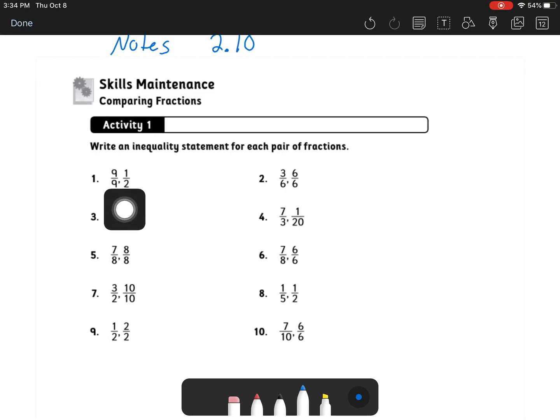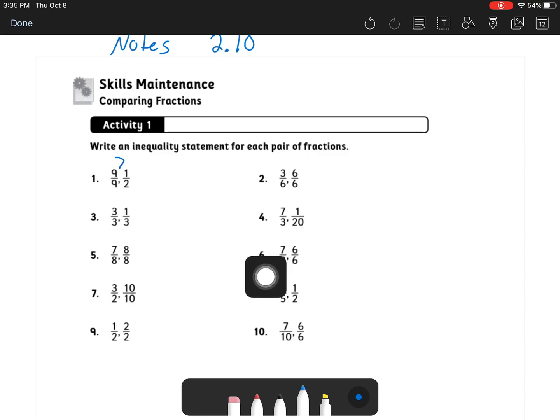When you do these, you don't have to recopy them. If you want to, you can just squeeze the inequality symbol in between or above. In this one, if we have 9/9 compared to 1/2, well, 9/9 is an improper fraction. That's equal to 1. That has to be greater than a proper fraction, so we'd have a greater than symbol.